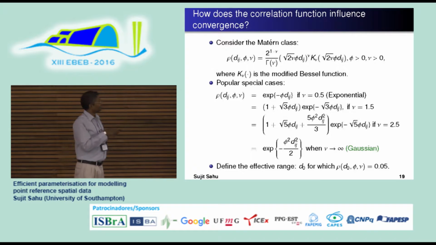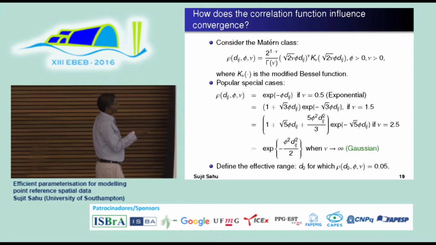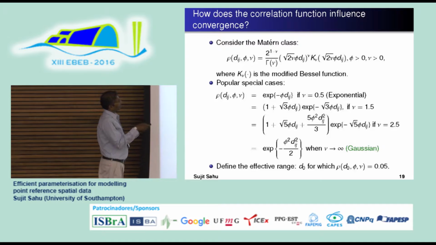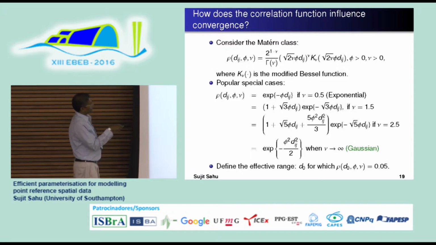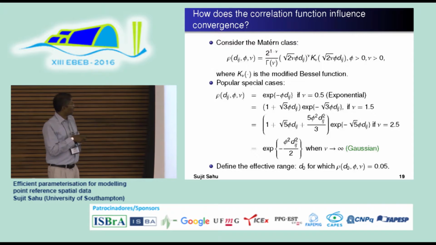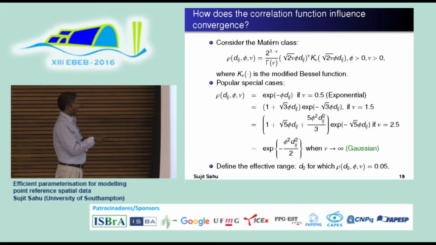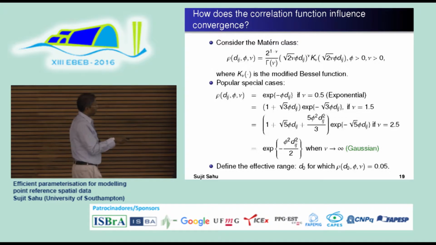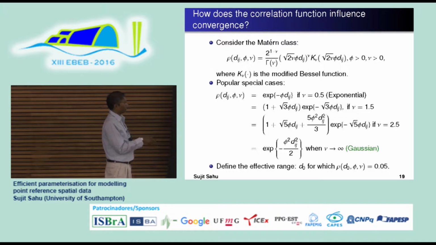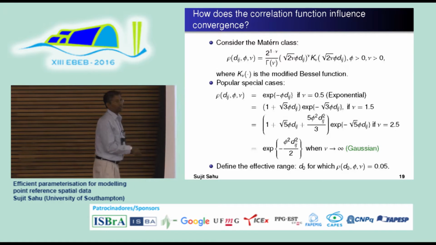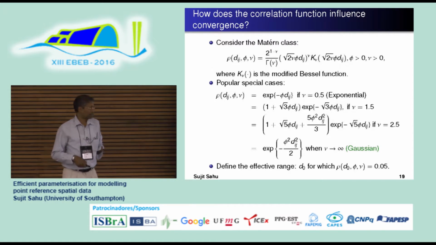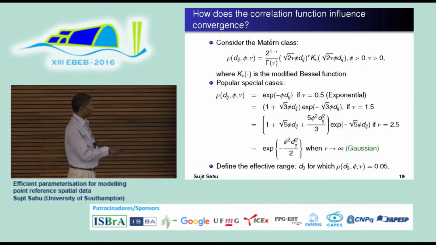That's the Matérn formula, and there are two parameters: phi, what you often call the decay parameter, and nu, which is the smoothness parameter. For popular spatial cases, nu equal to half gives the exponential, nu equal to 1.5 gives this tractable form, and for any half integer you will get a tractable form. And the last is, as nu goes to infinity, you get what is known as the Gaussian correlation function. So define the effective range D0, for which rho(D0; phi, nu) equals 0.05.